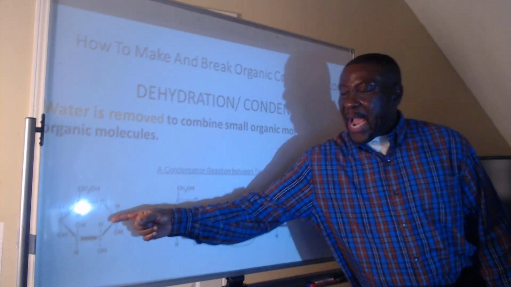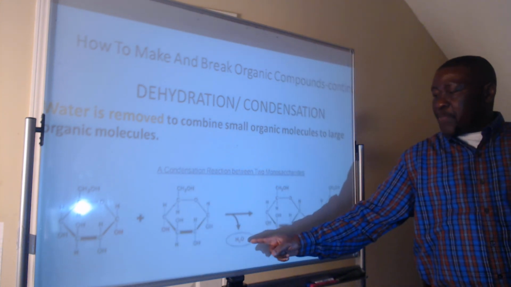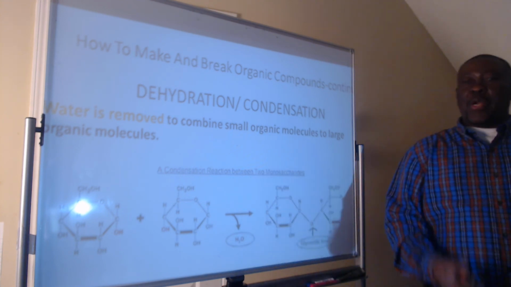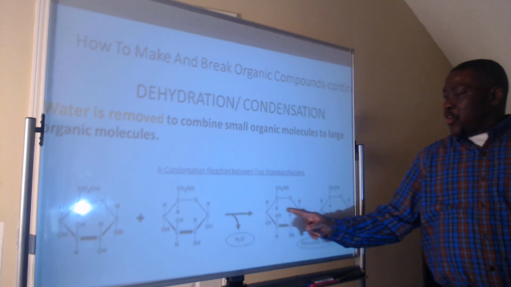So in this case, we're adding two stop signs. When you add two stop signs, look what is happening. Water is coming out. See the arrow going down? It means you're removing the water. And when you remove the water, that's the product. So this arrow is telling you what the product is.